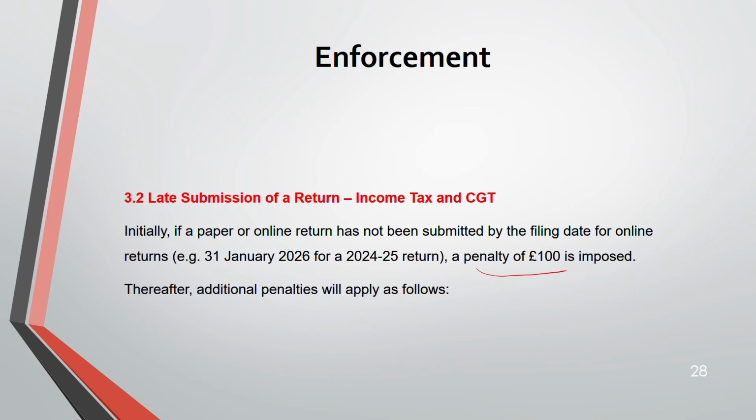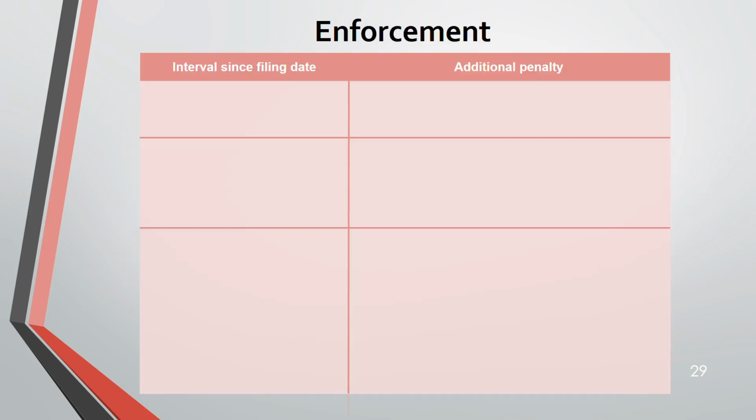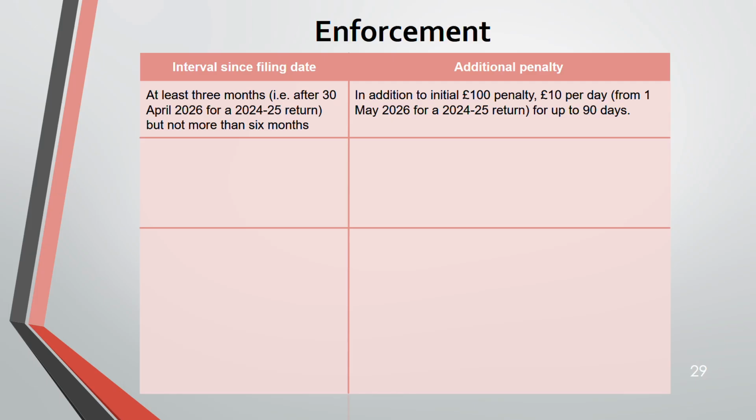After that, additional penalties will apply as follows. So you need to understand this table. Very important is the interval between their filing date. So if it's at least 3 months late from the filing date, that is after 30th April 2026, but not more than 6 months, your penalty is, in addition to the 100, 10 per day. Per day, 10 pounds, starting from 1st of May. This will continue up to 90 days.